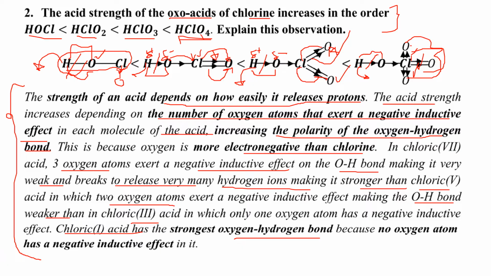So we are saying that chloric(I) acid has the strongest oxygen to hydrogen bond because no oxygen atom has a negative inductive effect in it, and therefore the oxygen to hydrogen bond is very strong. It's very hard for that bond to break in aqueous solution to release the protons, and therefore, since acid strength depends on how easy it is to release protons in solution, such an acid is going to be called a weak acid.